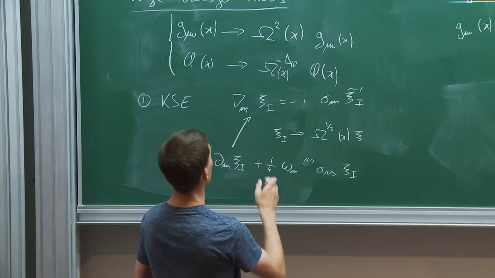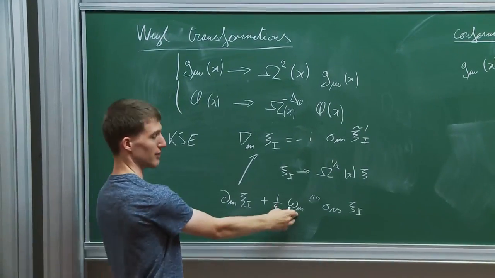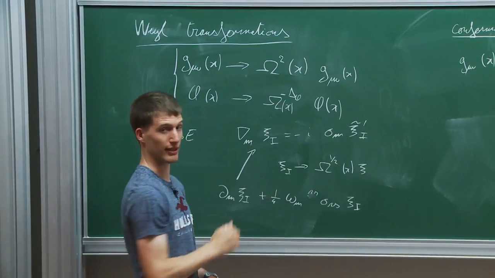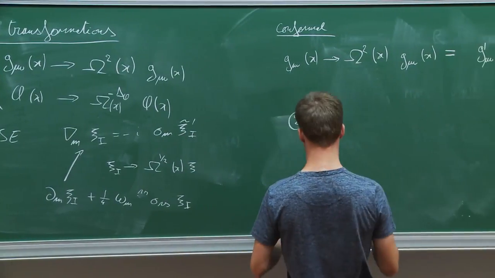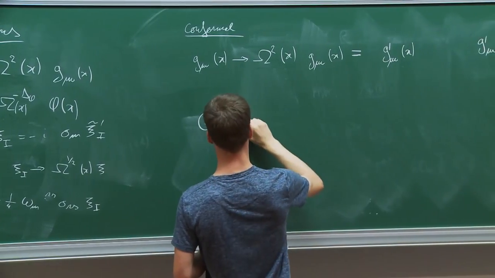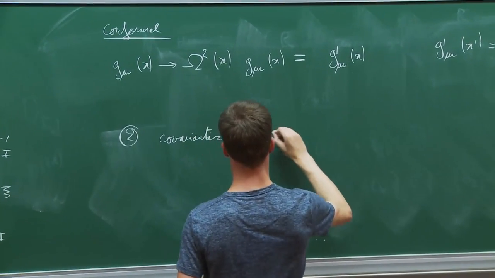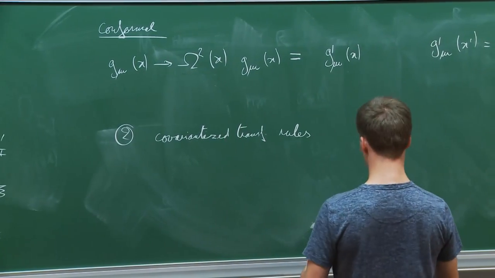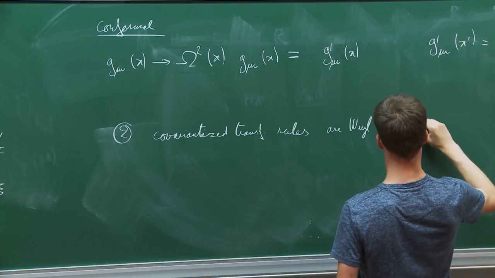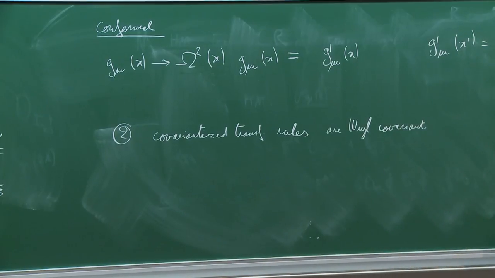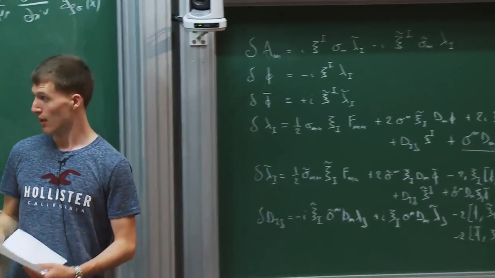Yes. So, okay, you know how the metric transforms in particular. That also implies you know how the vielbeins transform. If you know how the vielbeins transform, you can figure out how the spin connection transforms. If you know how the spin connection transforms, you can figure out that this thing is covariant under Weyl transformations. So that's good. Second observation you can make is that the covariantized transformation rules are also Weyl covariant. In fact, you could have figured out which derivative terms to add to the transformation rules precisely by imposing that they are Weyl covariant.